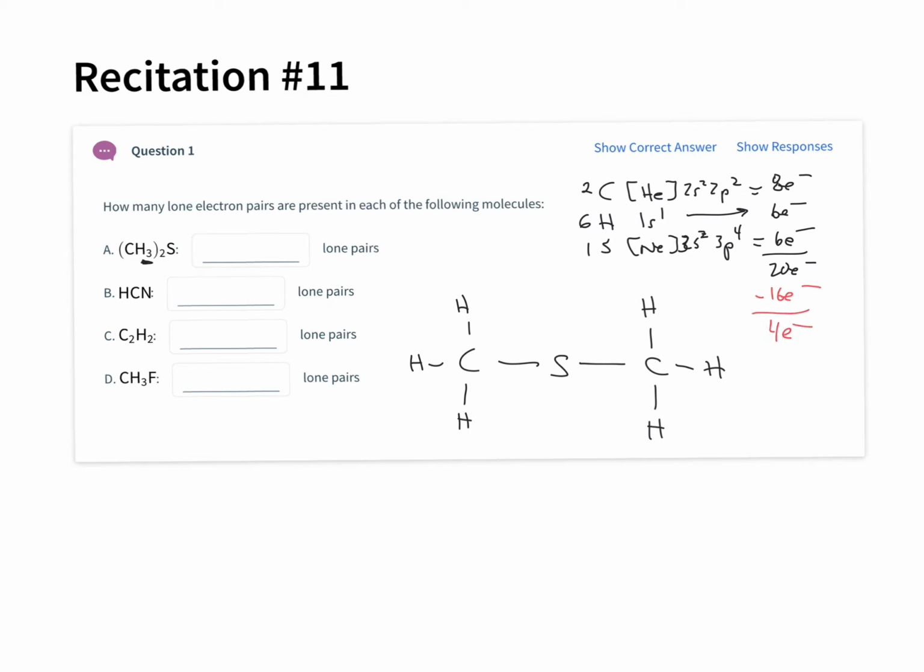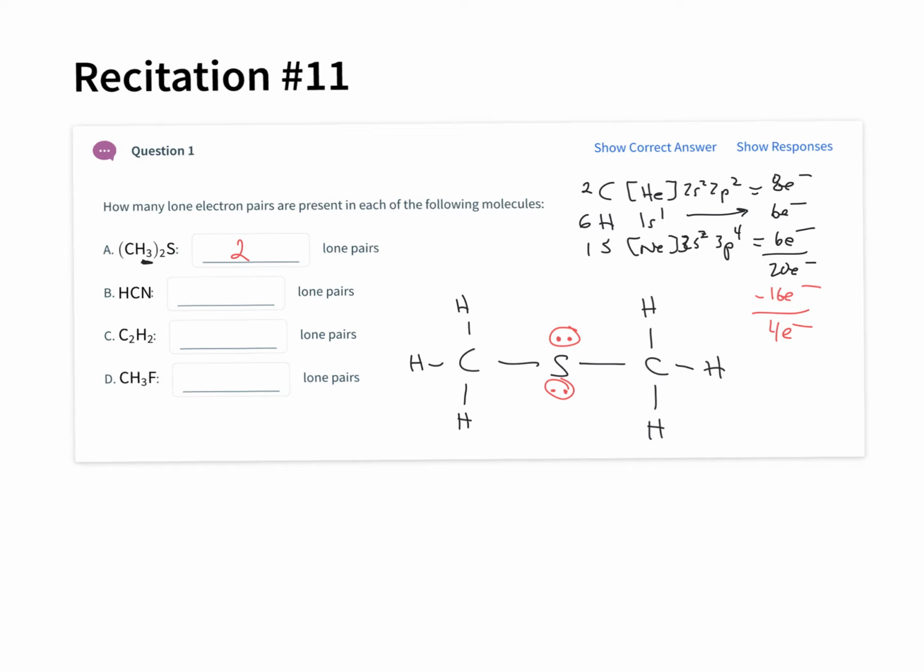Right, if we take a look, sulfur is currently violating the octet rule, right? Sulfur wants to have 8 electrons in its outer shell, so I'm going to take and assign those 4 remaining electrons to sulfur. So how many lone pairs do we have, right? I have 2 lone pairs of electrons, right? And they're both on sulfur.